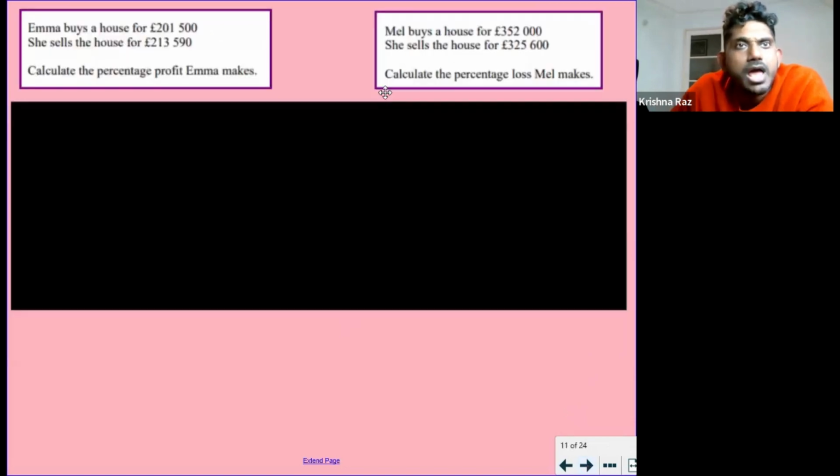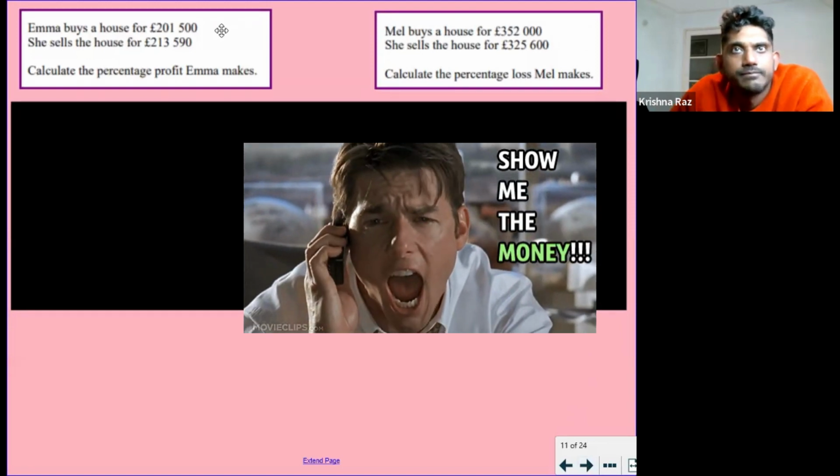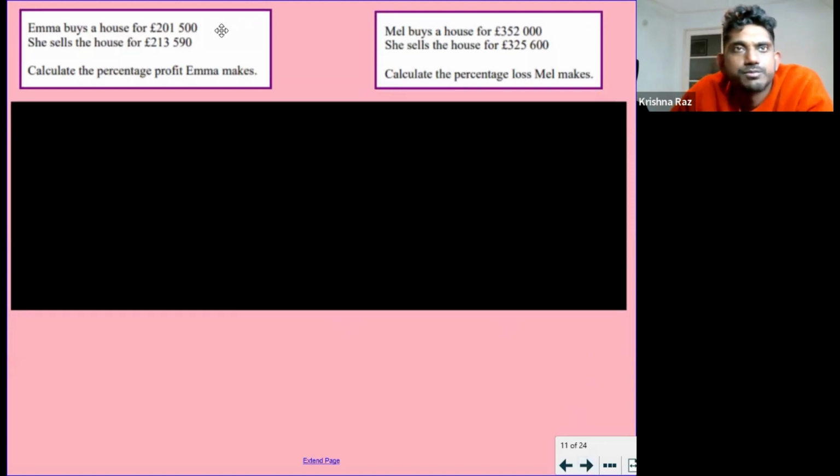Show me the money. So I've got two questions here. One's profit, one's loss. Let's look at Emma first. Emma bought a house for 201,500 and she sold it for that amount.